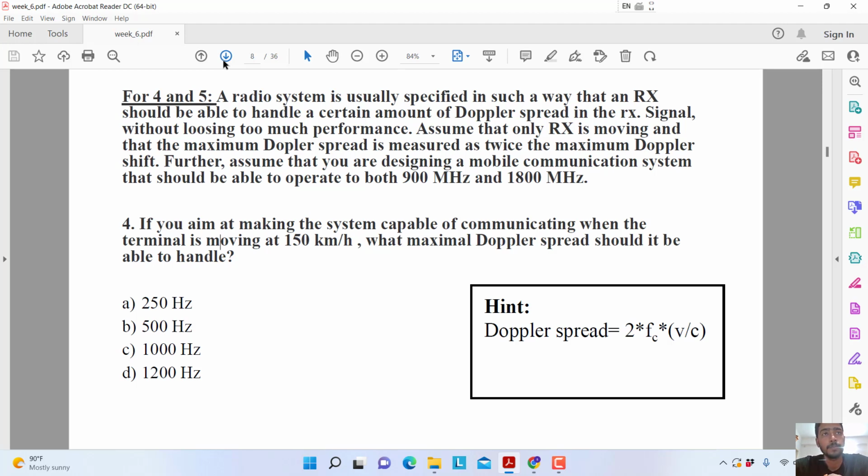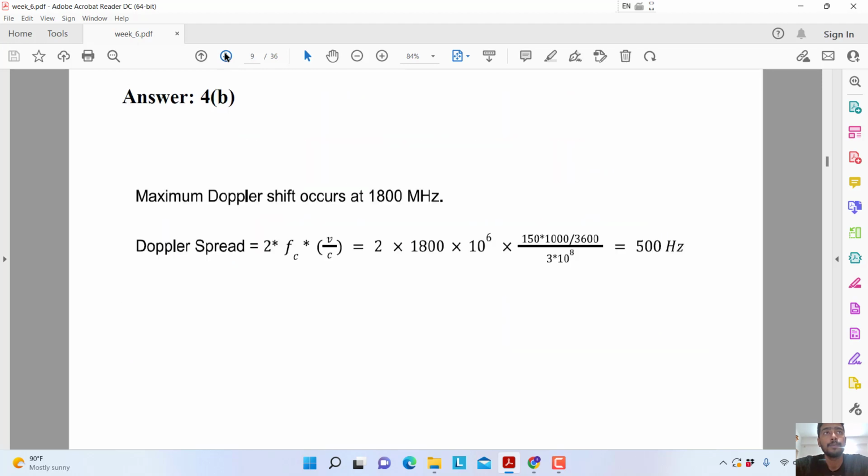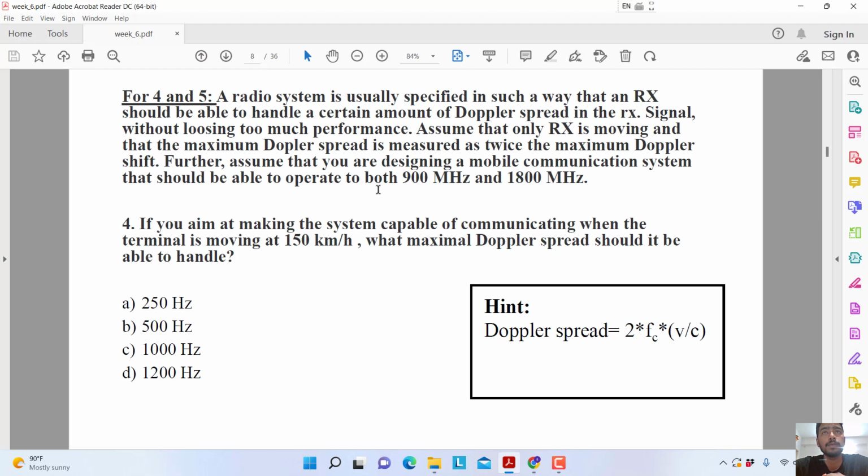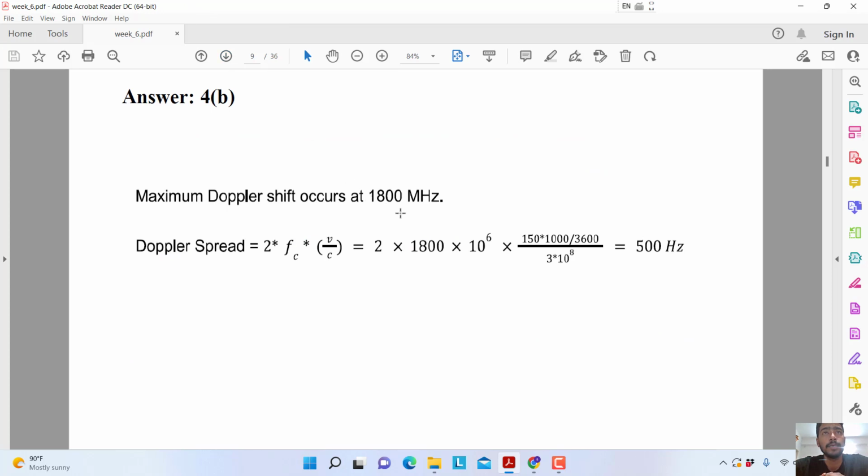Okay. Now we'll see the answer of the question. So maximum Doppler shift occurs at 1800 megahertz. Basically, two frequencies are given: 900 megahertz and 1800 megahertz. So maximum Doppler you will get at 1800 megahertz.